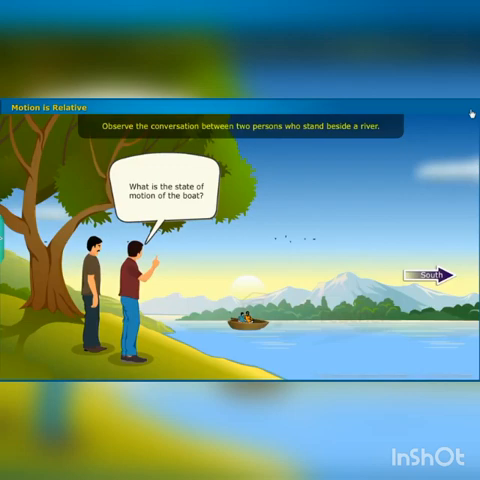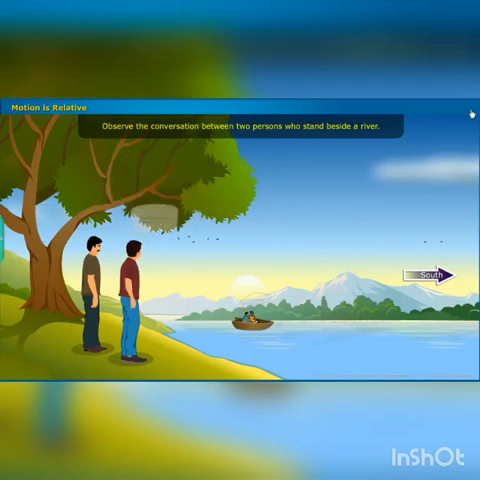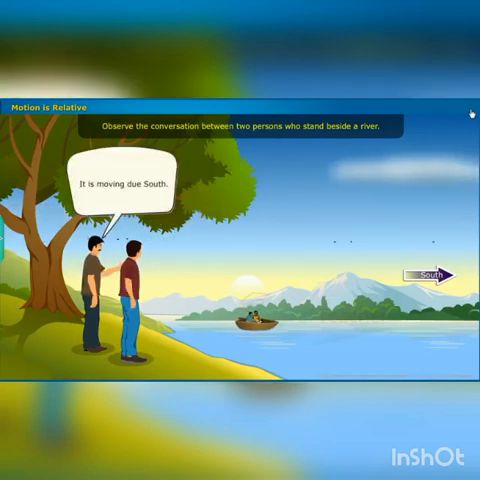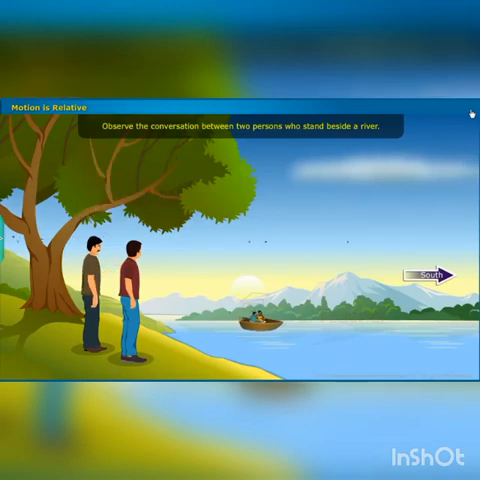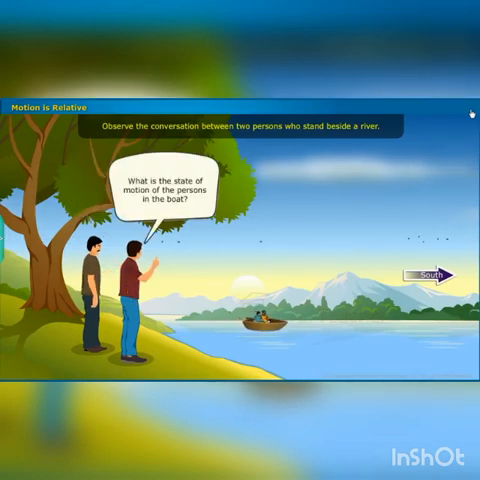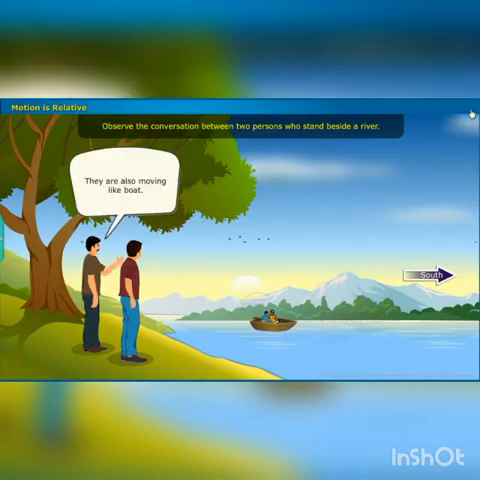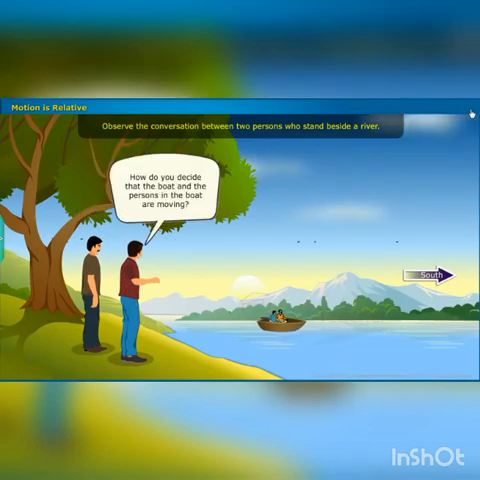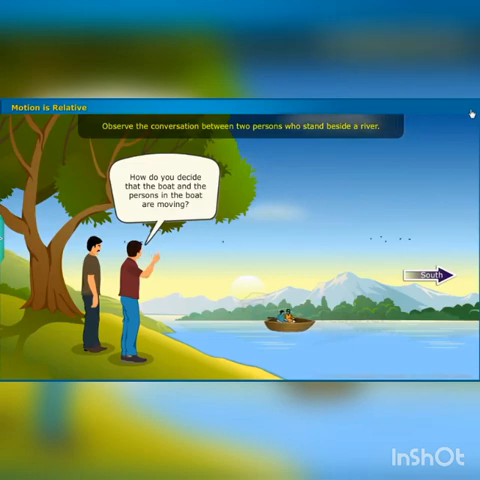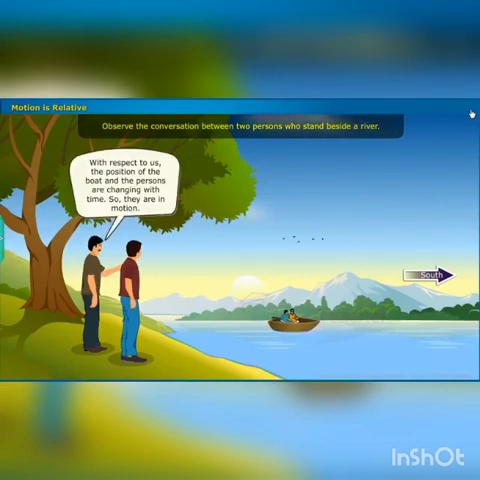What is the state of motion of the boat? It is moving due south. What is the state of motion of the persons in the boat? They are also moving like the boat. How do you decide that the boat and the persons in the boat are moving? With respect to us, the position of the boat and the persons are changing with time, so they are in motion.